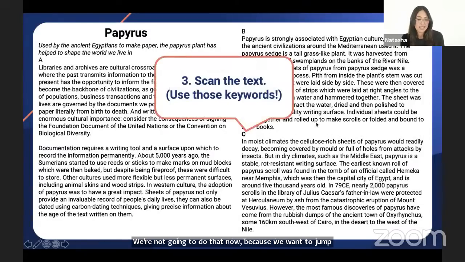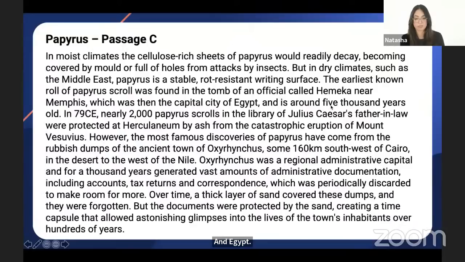So we would scan the text using the keywords, and I'll give you a hint now. It is passage C. You can start to see some of those keywords right now. Cellulose comes up, and we can see 79 CE and Egypt. We can see some of those keywords occurring. Here is that section of the text in full. So it came from passage C. And in just a moment, we are going to begin our summary completion.